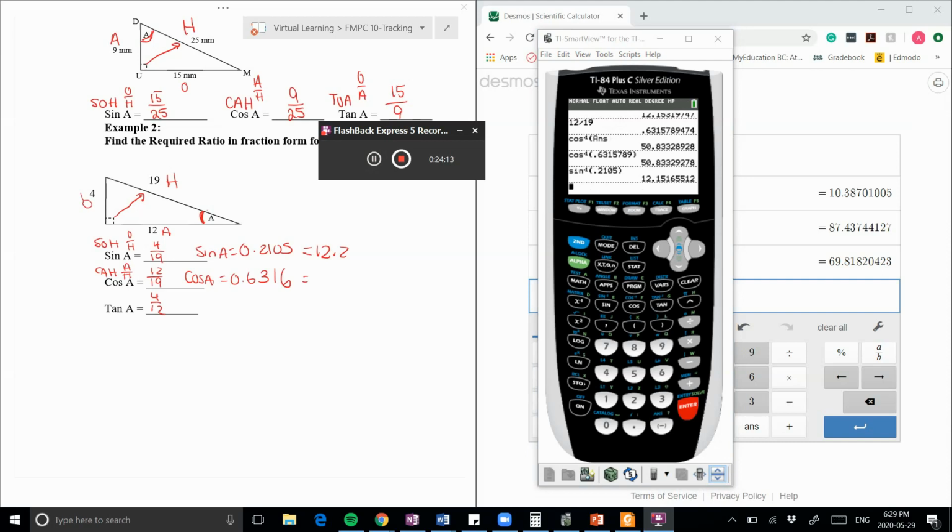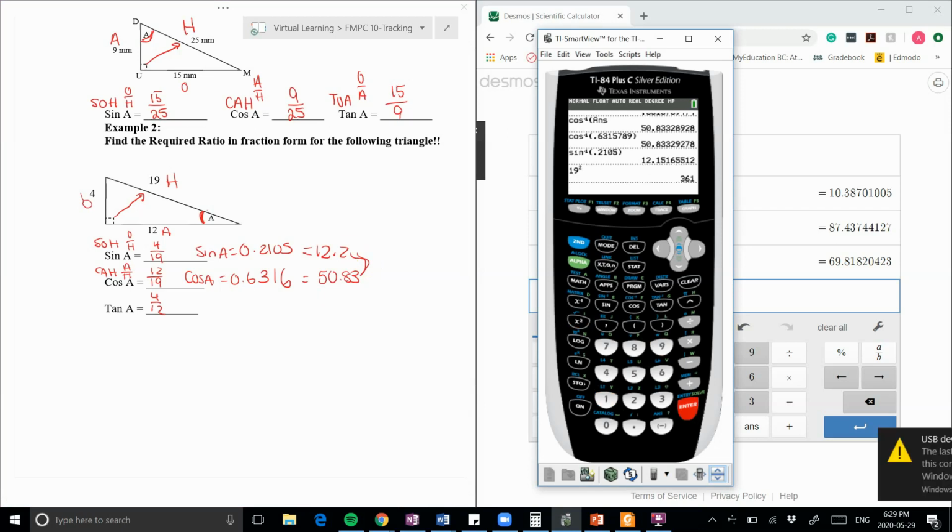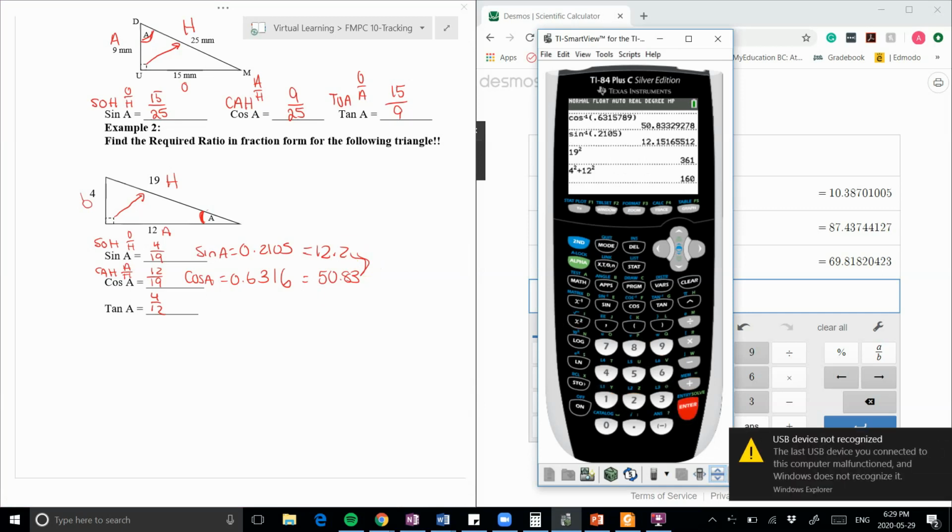So what I've actually proven here is that this triangle is not a right triangle because these two numbers should be the same. And the fact that they're not tells me that someone put random numbers on this triangle as opposed to actually using the right numbers. I bet you that 19 squared is not the same as 4 squared plus 12 squared. So what does that tell us? This is not a right triangle.